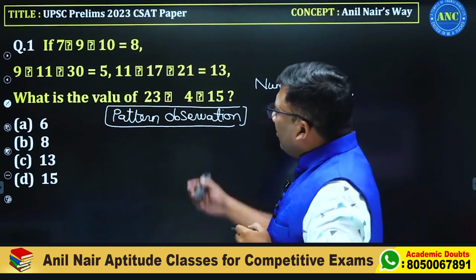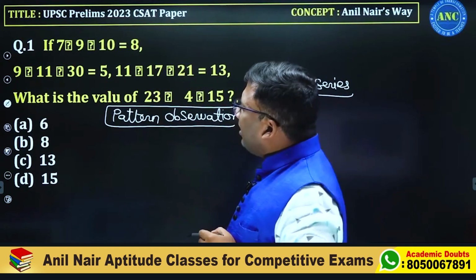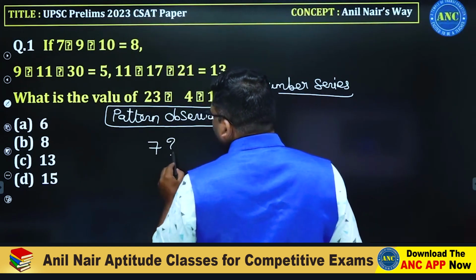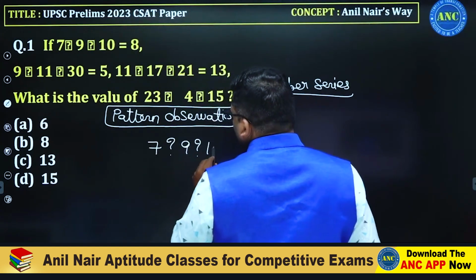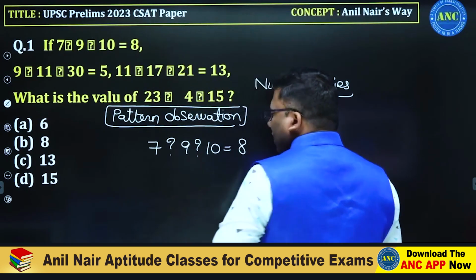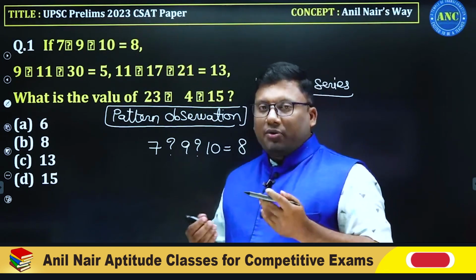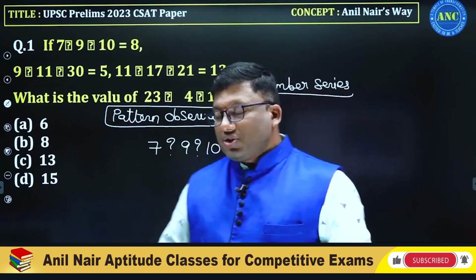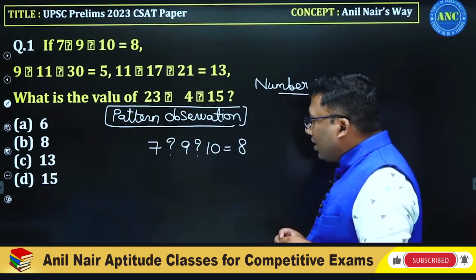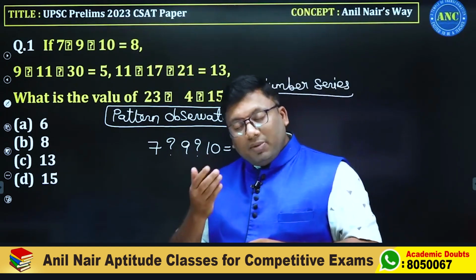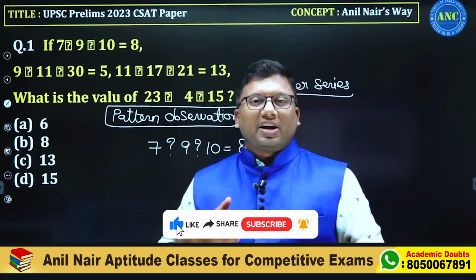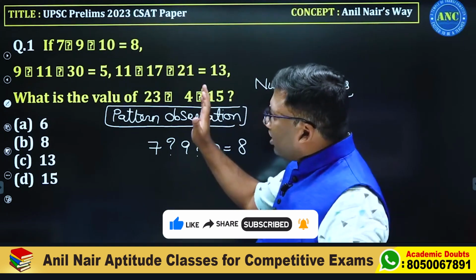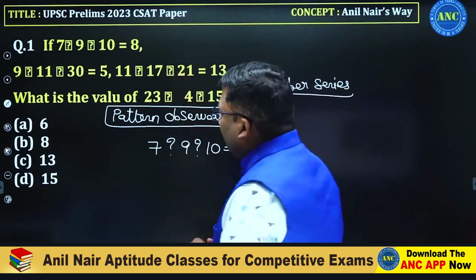So, some numerical values are given in the left hand side. 7 question mark, 9 question mark, 10 is equivalent to 8. Now we do not know what is the mathematical operator that needs to be kept in place of question mark. The operator can be plus, minus, into, division, and so forth. So we have got 3 such number series questions.